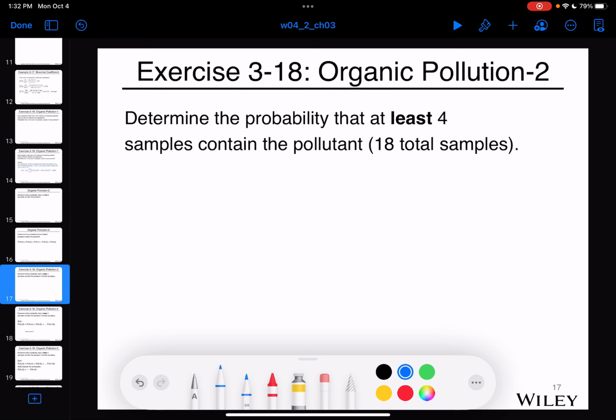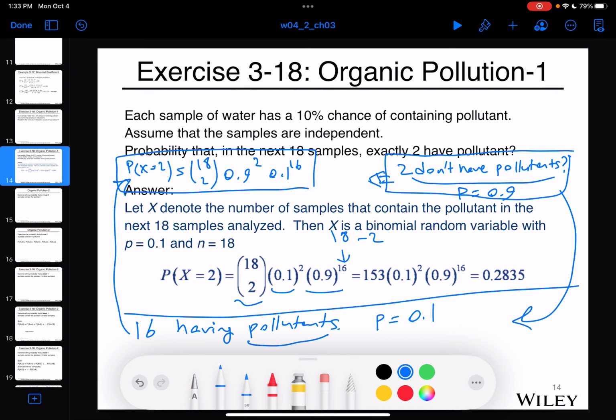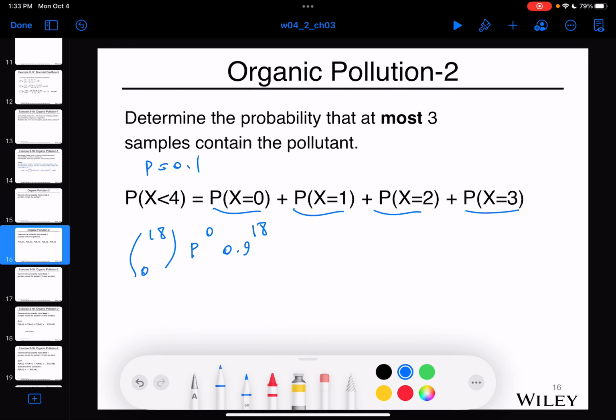Okay. Since the answer is not here, I'll write it down quickly. So this one will be 18 choose 0 times p, where p is 0.1, to the power 0, and then 0.9, which is 1 minus p, to the power 18. Just check there are 18 samples in total. Yes, 18. So that's the first term, plus 18 choose 1, and then 0.1 to the power 1, 0.9 to the power 17, plus the other two terms.